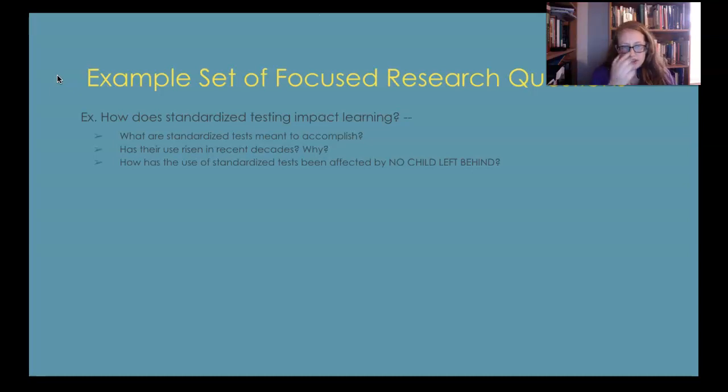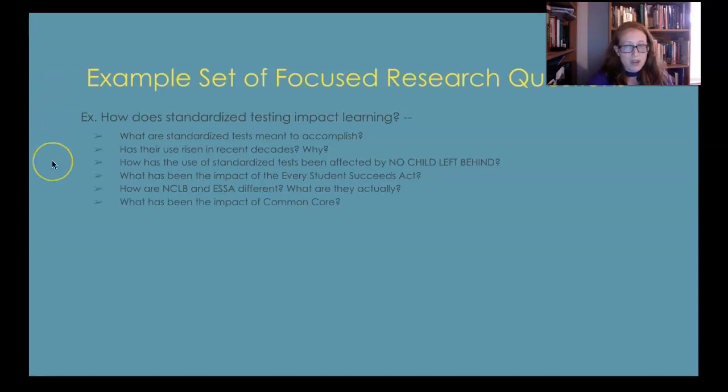How has the use of standardized testing been affected by No Child Left Behind, or the more recent law, I think it's Every Student Succeeds or something like that? If you don't know anything about these two laws, then you don't know this issue, because they are what set up how we use the testing in the first place. So you'd have to look that up. There it is, Every Student Succeeds Act. I was wrong. But how are these two laws different? What are they? So you have to know a lot about that.